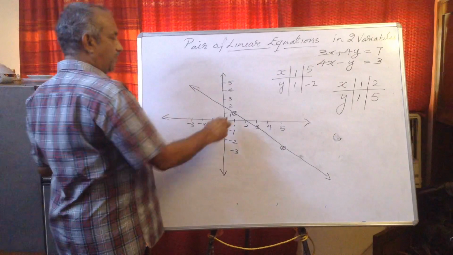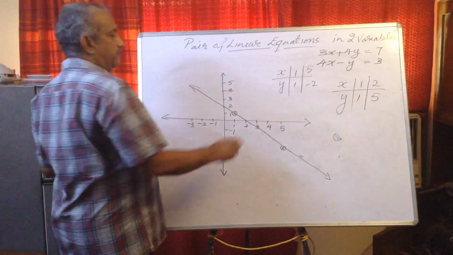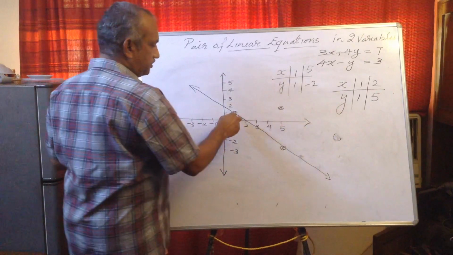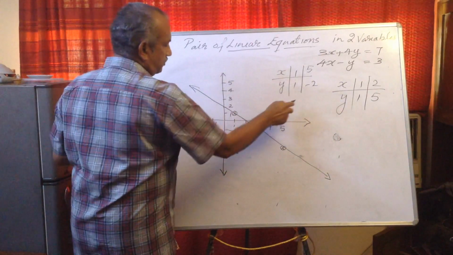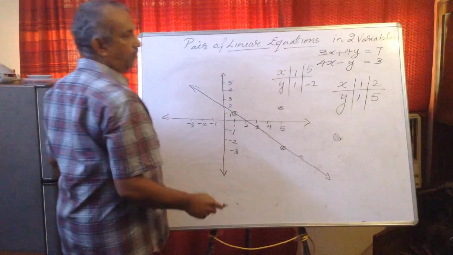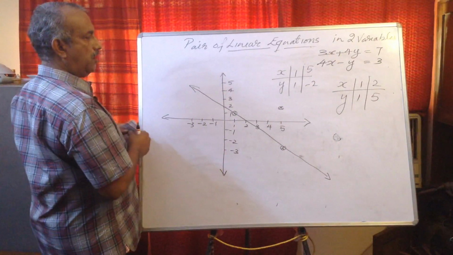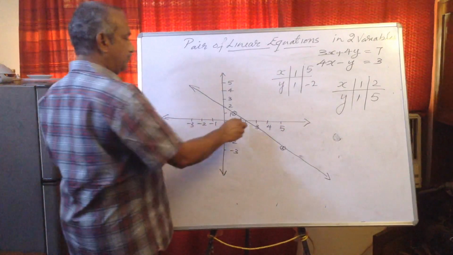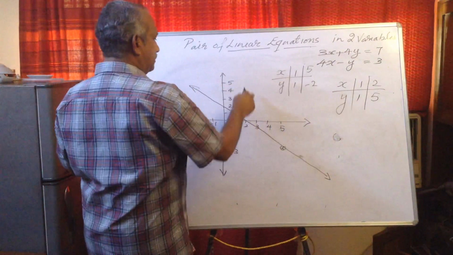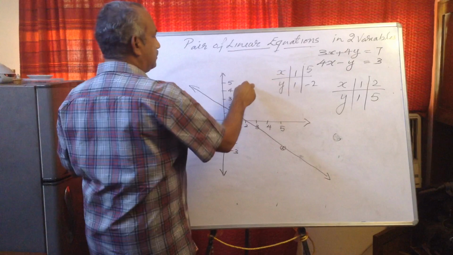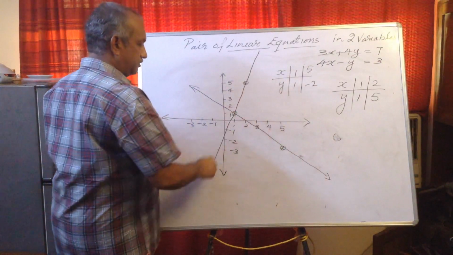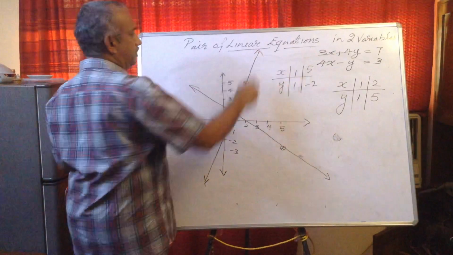Second one, 1, 1, again same point. Then 5, 2. Somewhere it is. One point is same, 1, 1. So second one is 2, 5. 2 on x-axis and 5 on y-axis. Here it is coming. Now draw the graph. It's going like this. Wherever let it be.